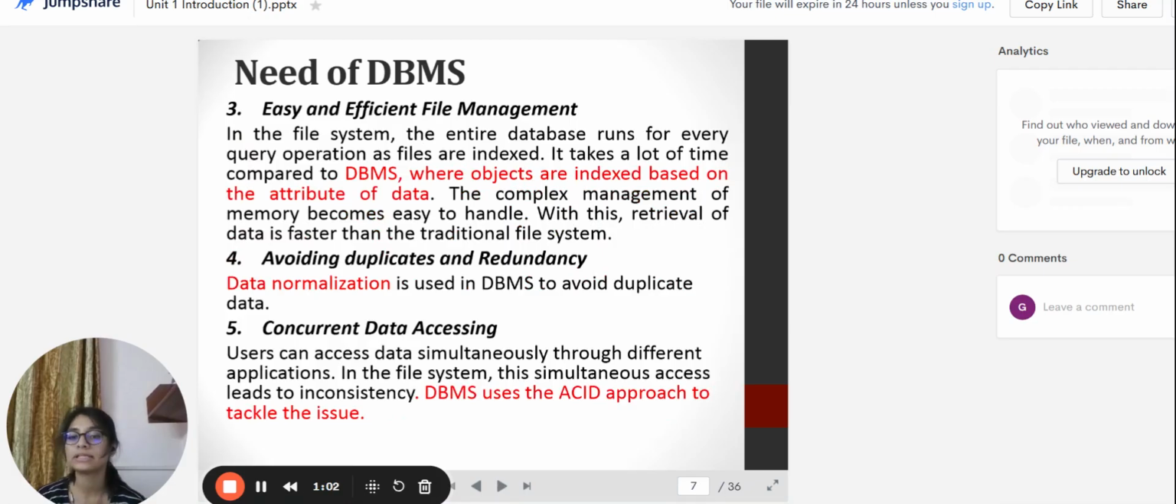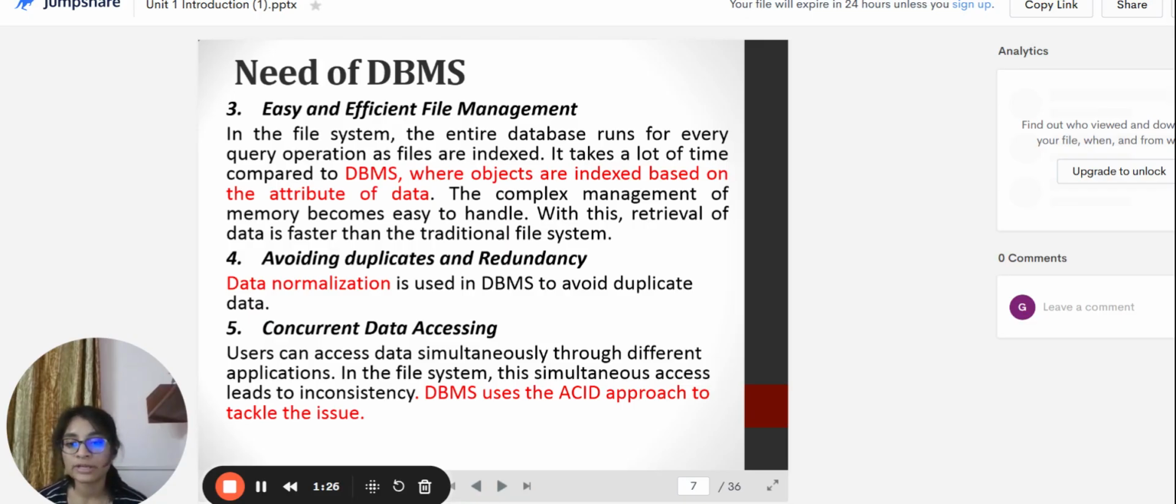The third point is easy and efficient file management. In the file system, the entire database runs for every query operation as files are indexed. It takes a lot of time compared to DBMS, where objects are indexed based on the attribute of data. The complex management of memory becomes easy to handle. With this, retrieval of data is faster than the traditional file system.